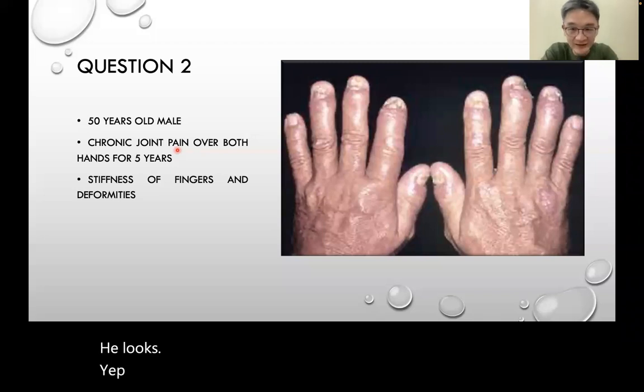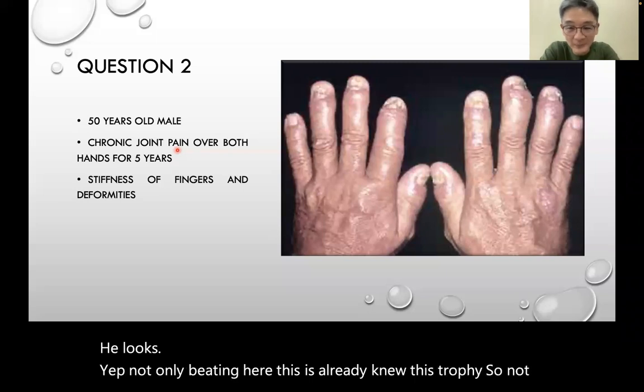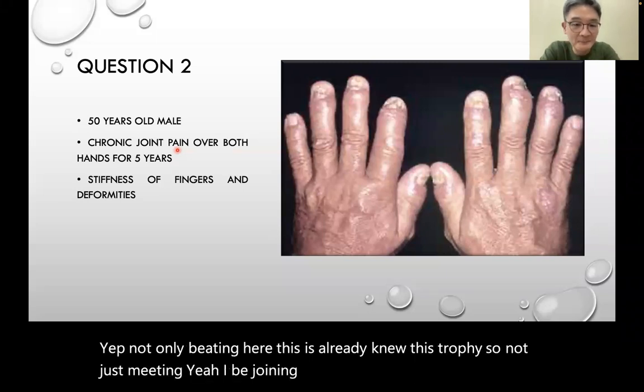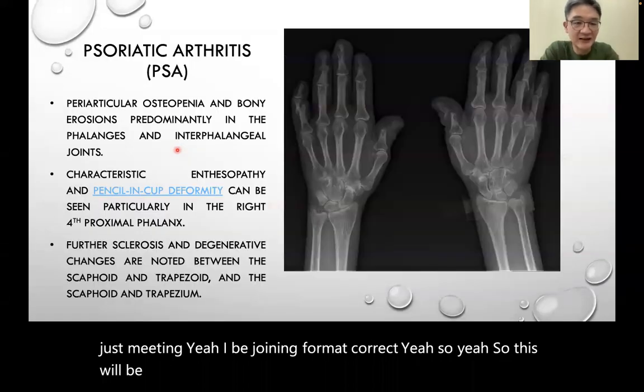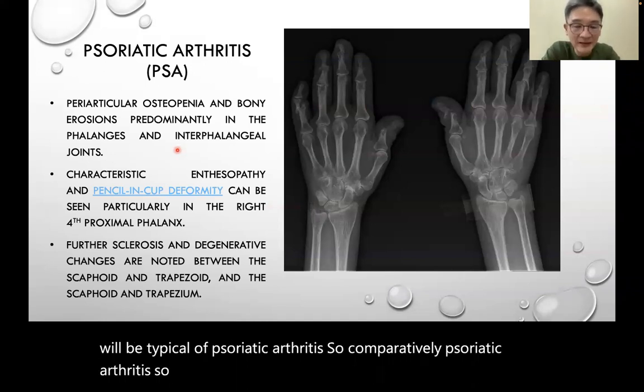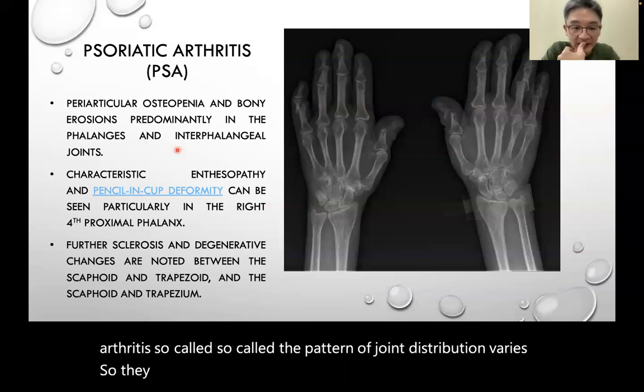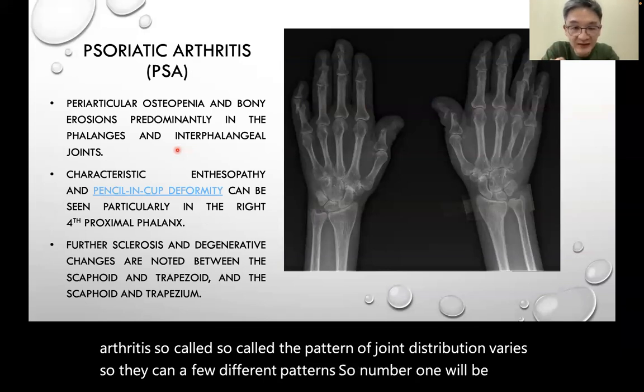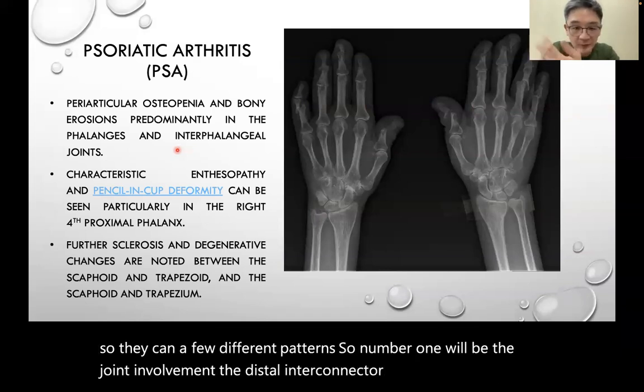Not only pitting here, this is already nail dystrophy. So not just pitting. Yeah, DIP joint involvement, correct? So this will be typical of psoriatic arthritis. The pattern of joint distribution in psoriatic arthritis varies, so they can have a few different patterns. Number one will be the DIP joint involvement, the distal interphalangeal joint. So that will be very simple.